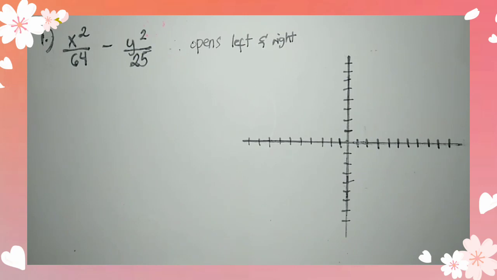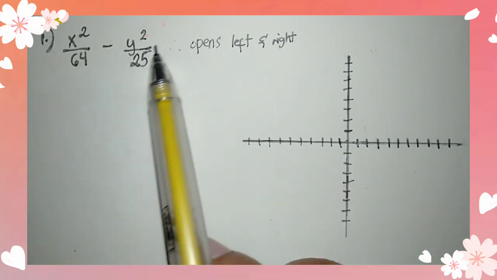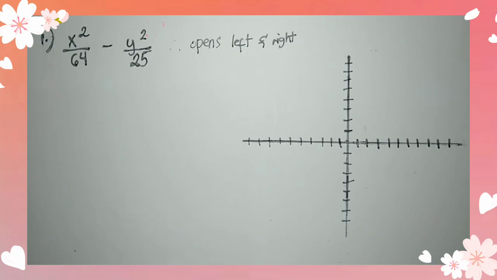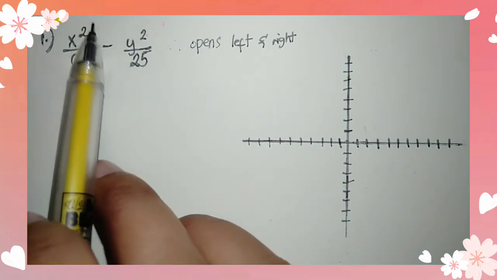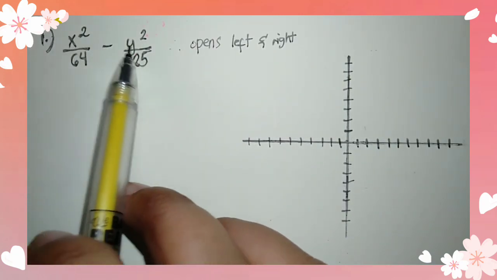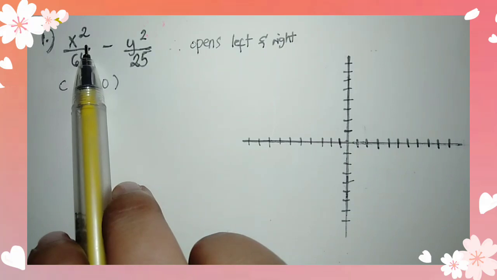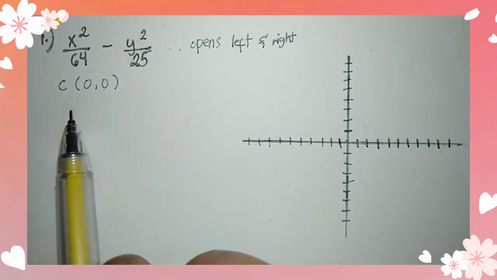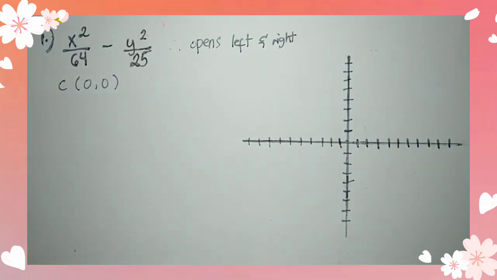Ang representation ng center natin is, sa conditions na diniscuss ko kanina is H and K, right? And since wala ditong H and K, di ba? So, what would be our center? Kapag walang H and K sa given, our center would be 0 and 0. Since wala si H and wala si K dito. So, 0, 0 lang yung magiging center natin.